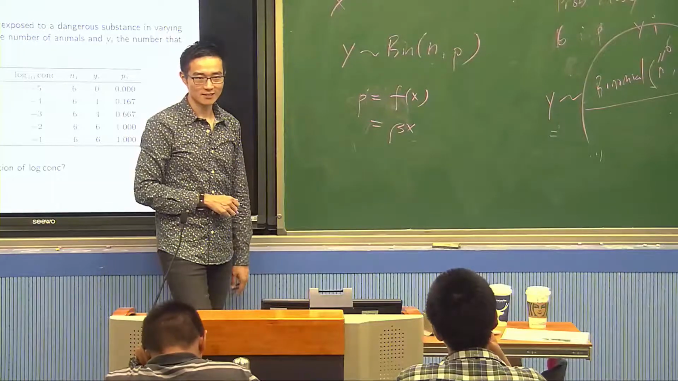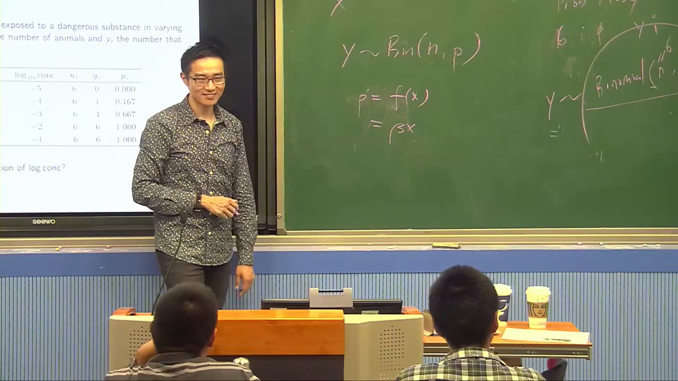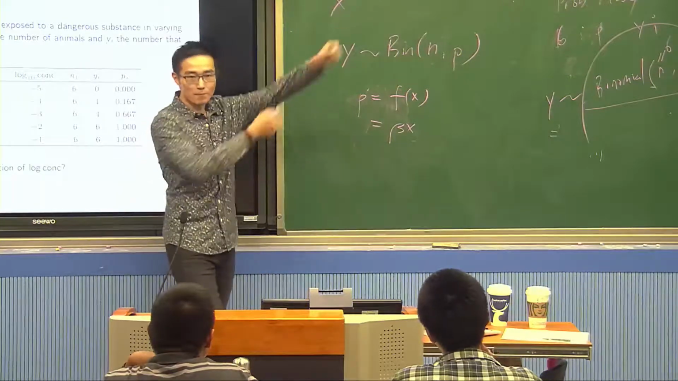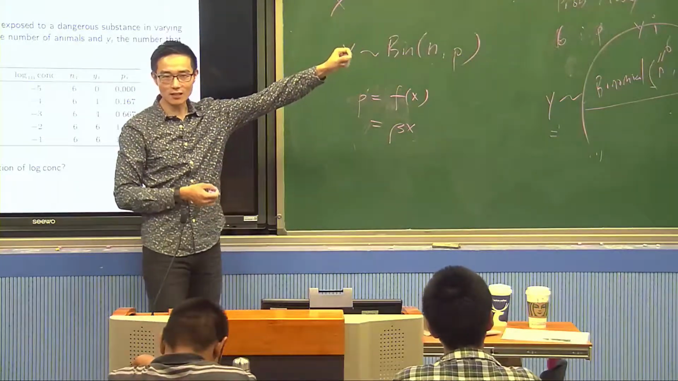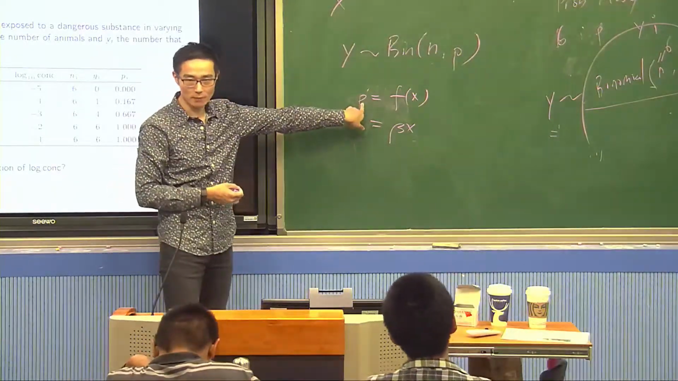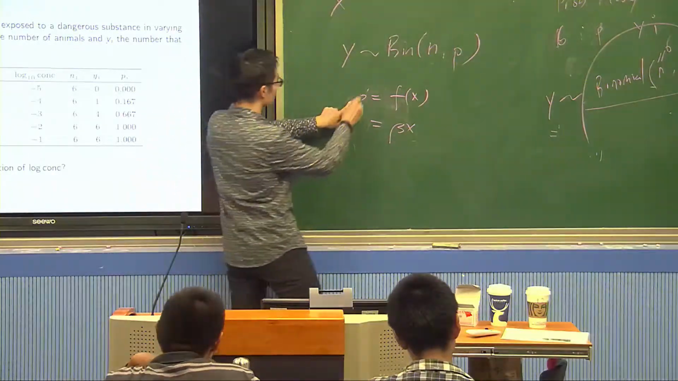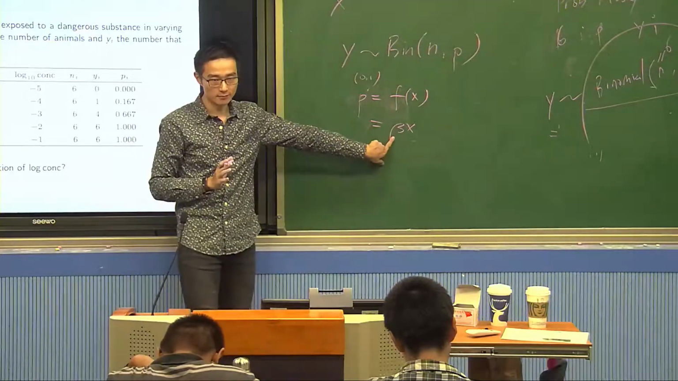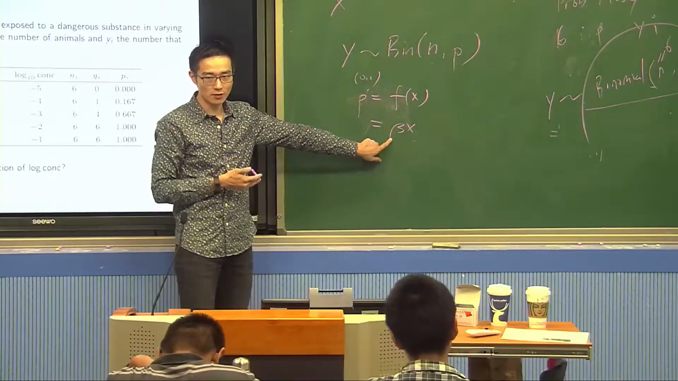Good or bad? It is bad, but why? Because beta X is unbounded again, so it's not a proper model for any probability. This probability should always be between 0 and 1, so we should not assume it's beta X. So what model should I use?